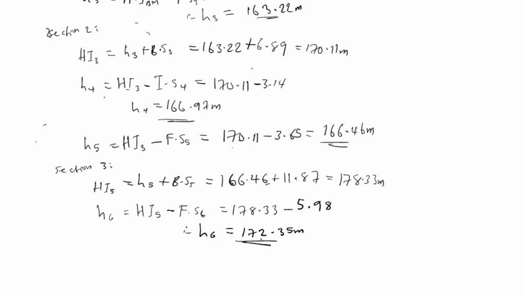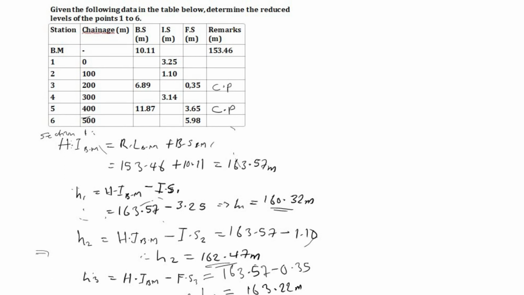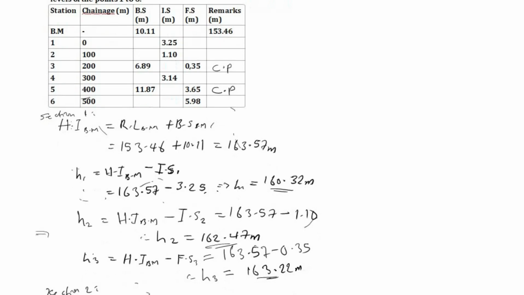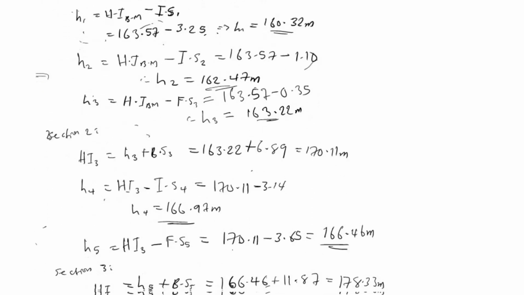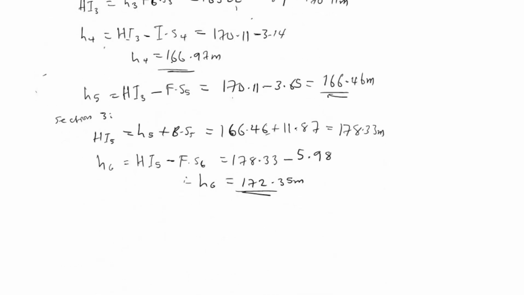Now we have calculated all the reduced levels for points 1 to 6. We have 160.32 for point 1, 162.47 for point 2, 163.22 meters for point 3, 166.97 meters for point 4, 166.46 meters for point 5, and for our last point, point 6, we have 172.35 meters.